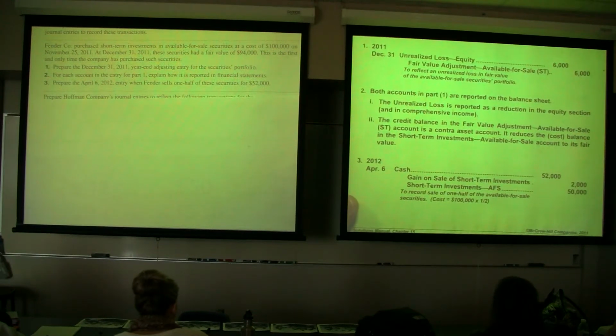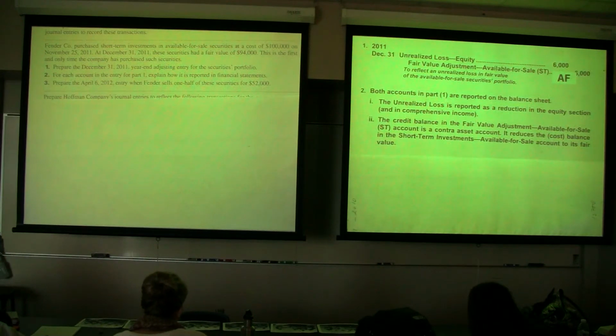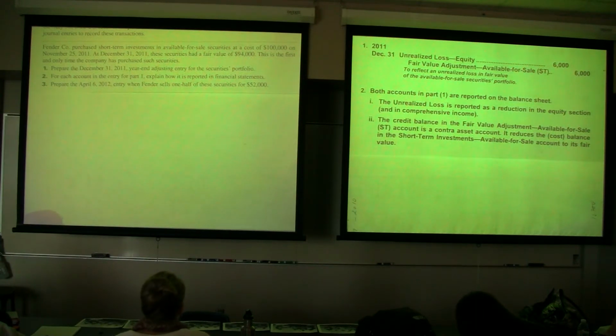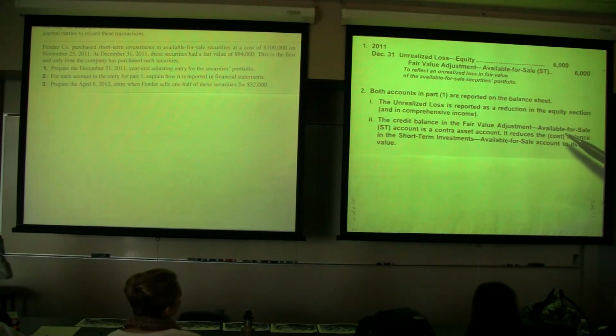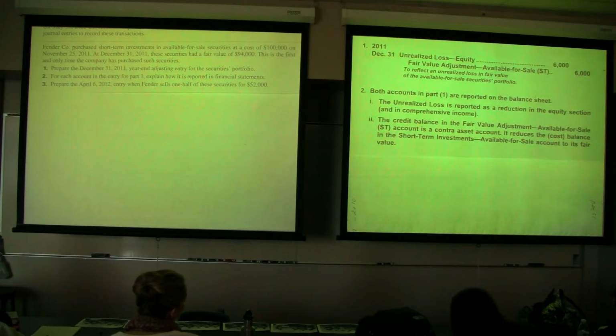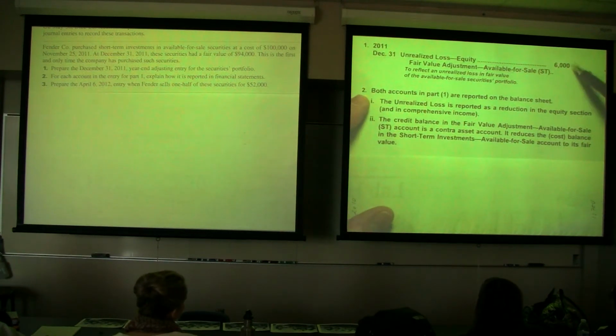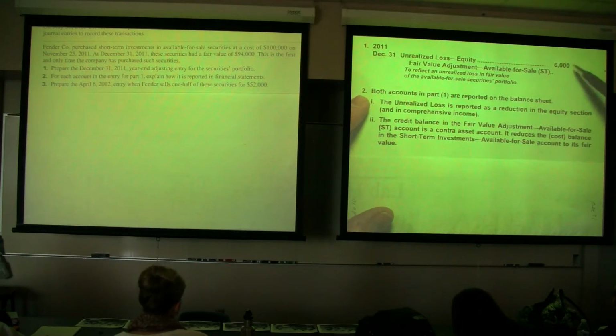Now, the next thing they ask you is, Part 2, 15-4, for each account on the entry, explain how it is reported in financial statements. So the unrealized loss is reported as a reduction in the equity section, okay? And the credit balance, the fair value adjustment available for sale, is a contra asset account. It reduces the cost balance in short-term investments available for sale, okay? So this is a contra equity and contra asset. Okay, and both of these are reported on the balance sheet.